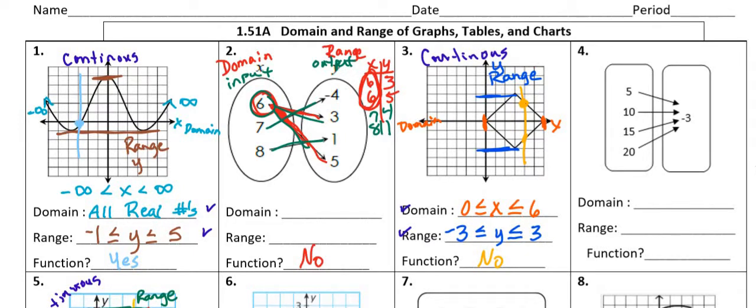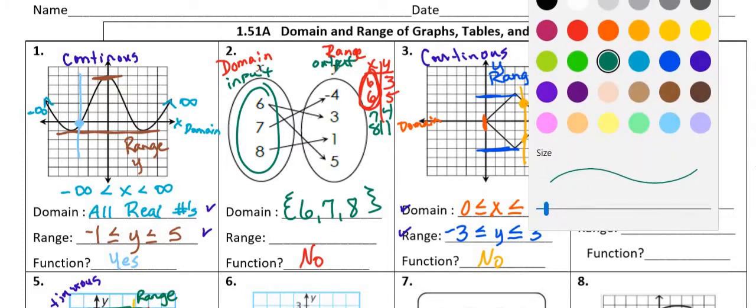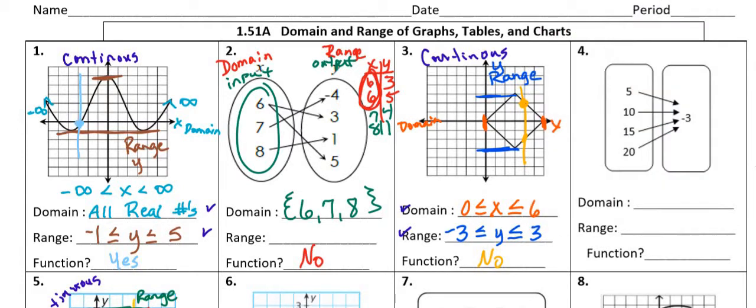Now I'm going to take off some of this, and I'm going to look at the domains right here, and I see that these are already in order, so I'm just going to copy them down. Since these are individual points, we write them as individual points. So I have my numbers 6, 7, and 8 in order. Now come over here to the range. If a number's repeated, you're only writing it down one time. And these numbers are in order from least to greatest.